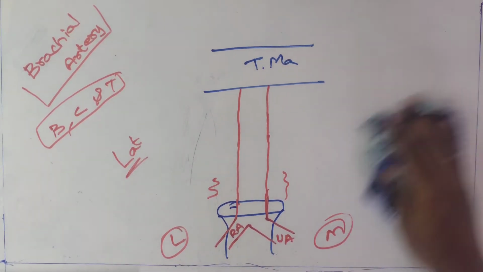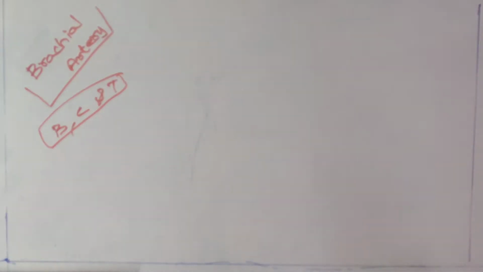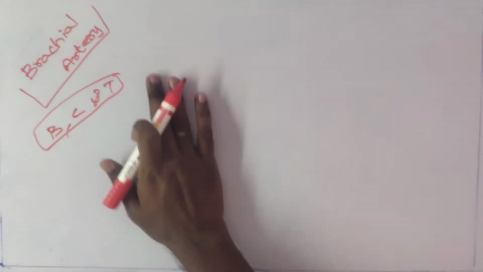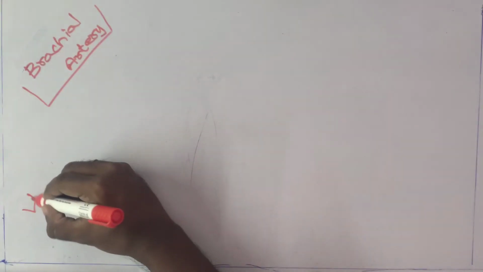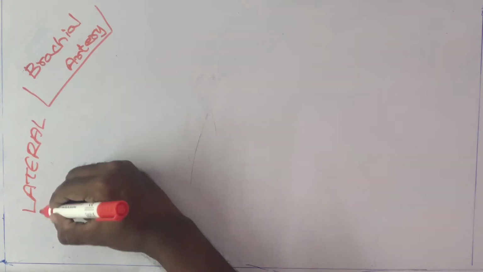Now coming to the relations of the brachial artery. See, this is the lateral side, and this is the medial side of the brachial artery.